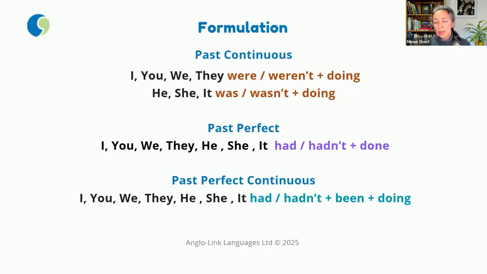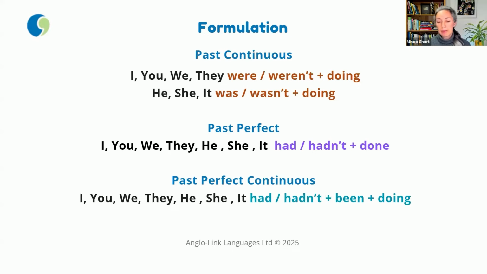Past continuous is formulated with the auxiliary verb be in the past tense, of course. With the pronouns I, you, we, and they, it's were and weren't. And with the pronouns he, she, and it, was and wasn't. And then we add the present participle of the main verb, doing, to the construction.